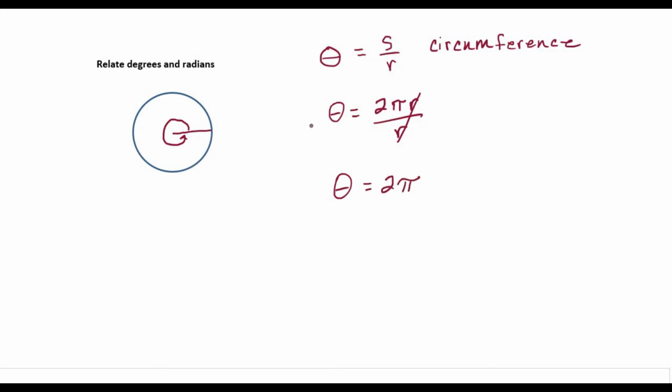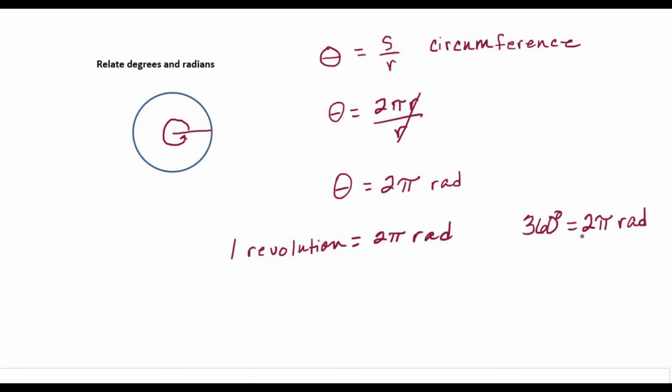So this distance all the way around the circle, or this angle measure that takes me all the way around the circle, is 2 pi radians. Well, that one revolution all the way around the circle is 2 pi radians. So I can also say that 360 degrees is 2 pi radians. Now, if I divide both sides of this equation by 2, I have 180 degrees is pi radians.